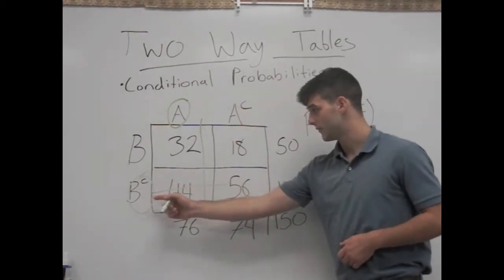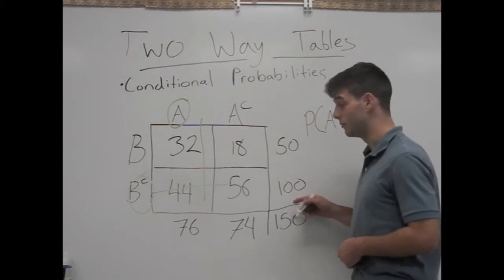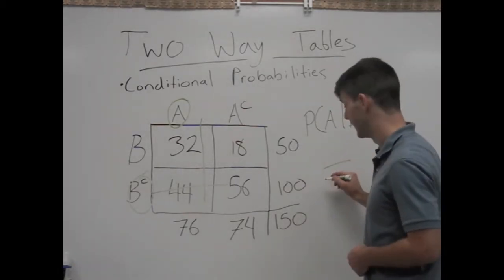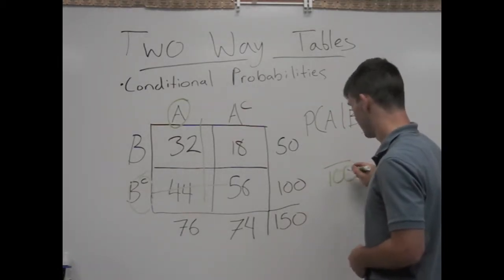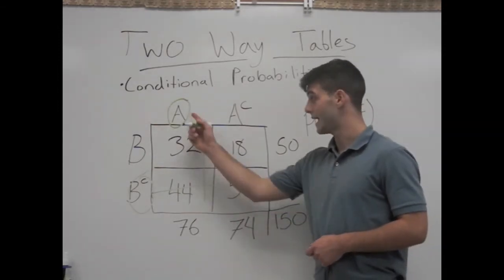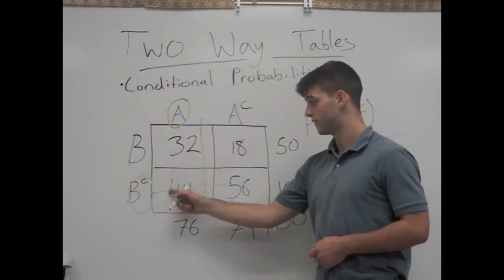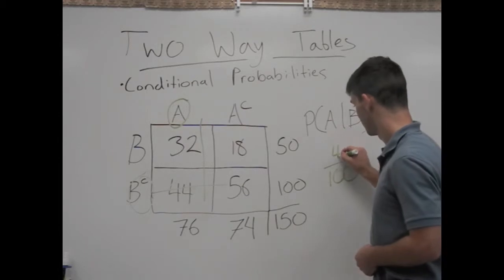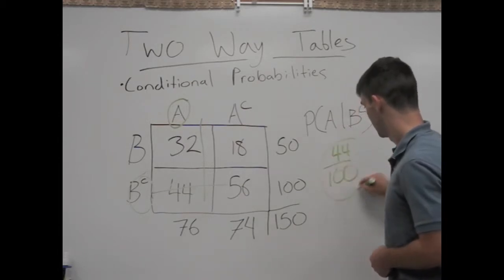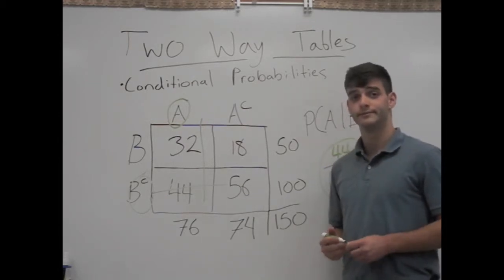We'll see that we have a total of 100 for B not. So that will be our denominator. Then we look at the value where A takes place in B not, which is 44. And that is our answer.